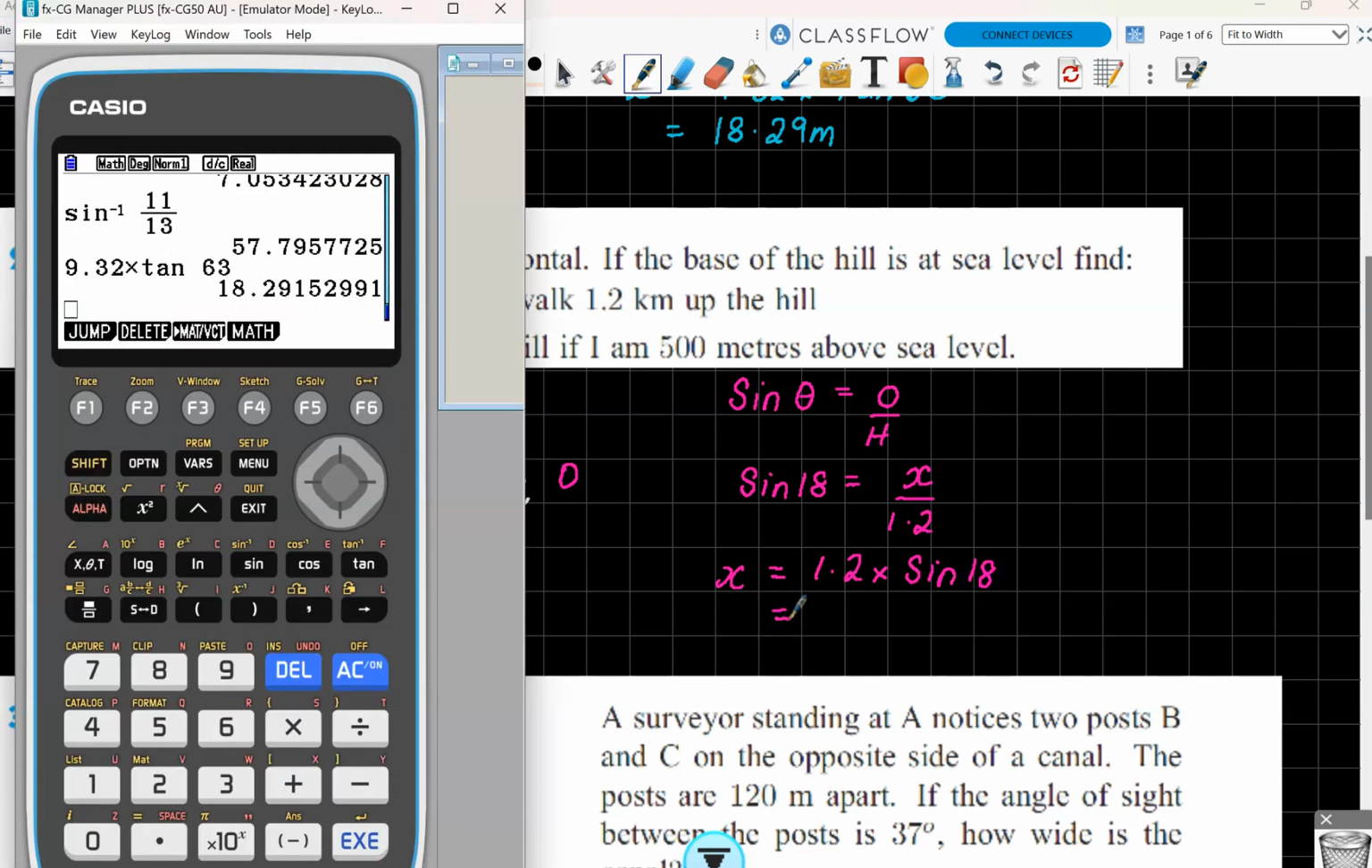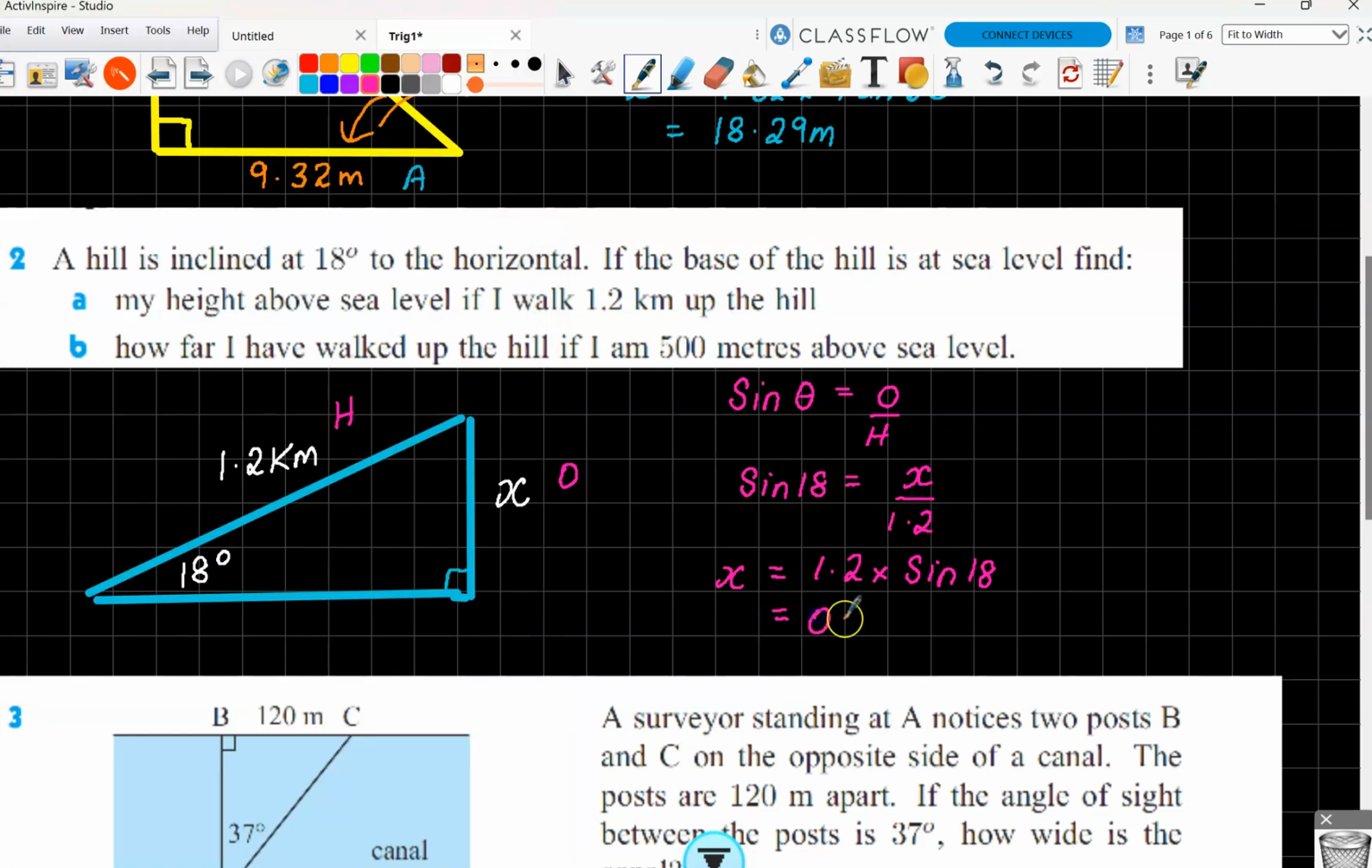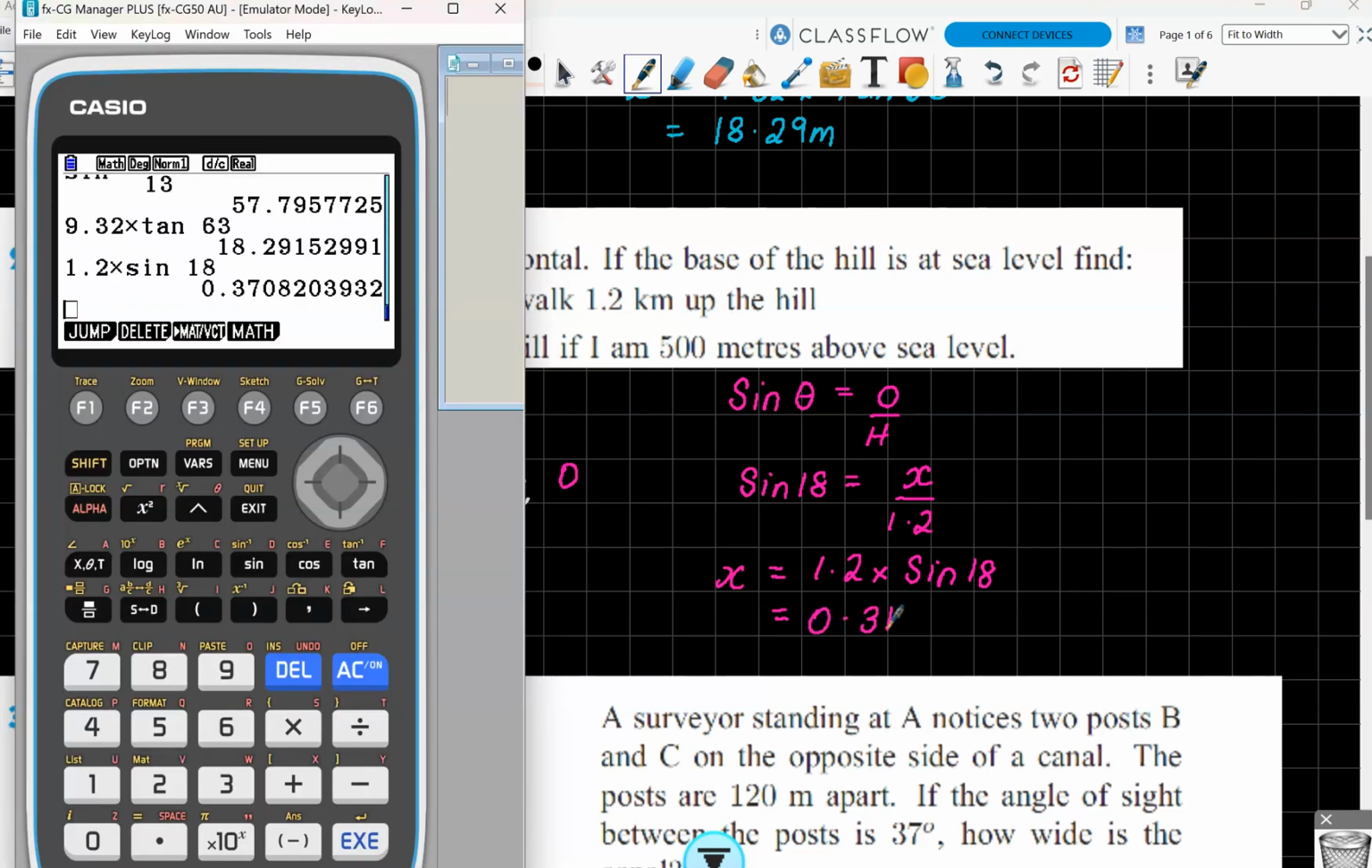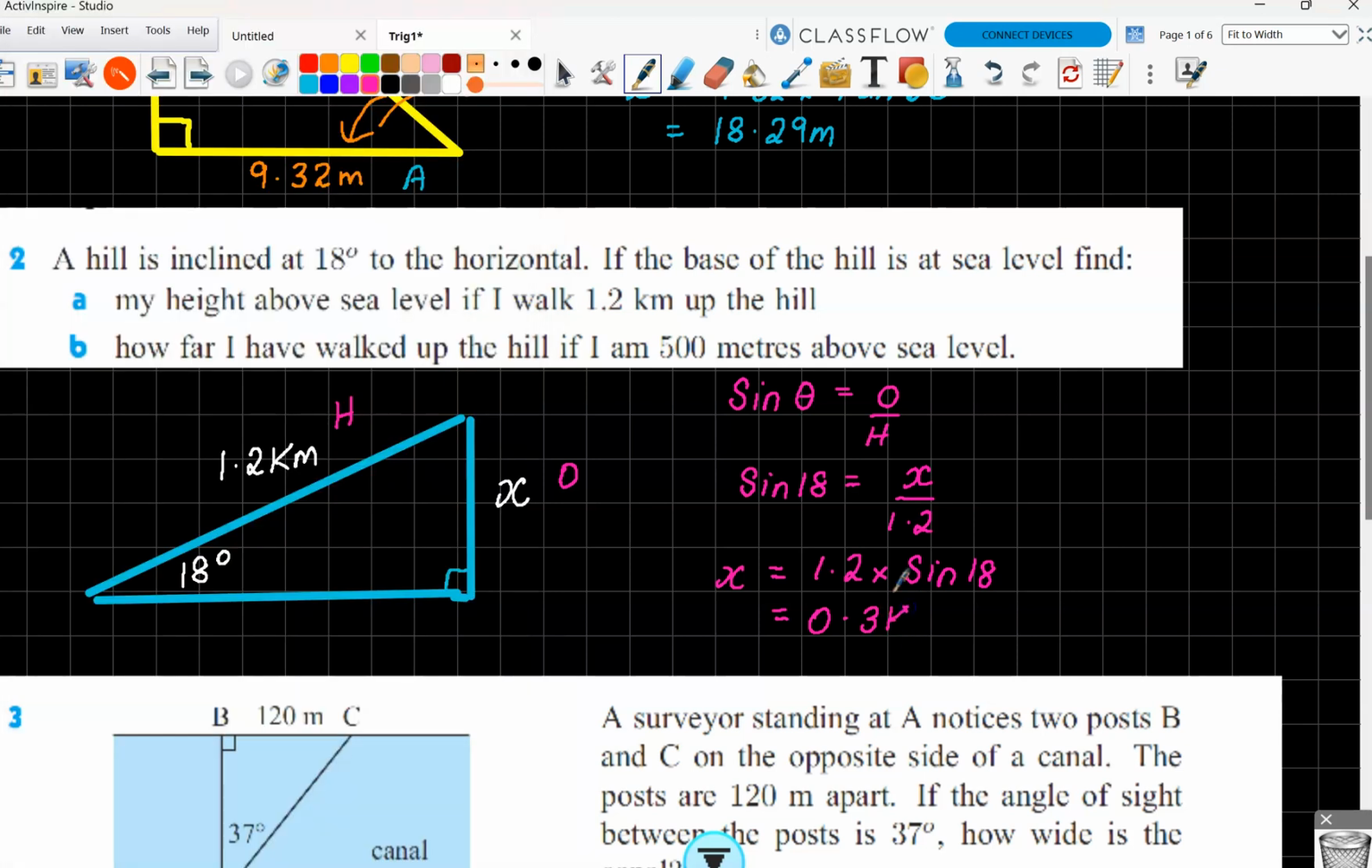Okay, so check it on our calc. 1.2 times sine 18 gives us 0.371, let's go to 3 decimals in this case. Oops, forgot what it was. 371.